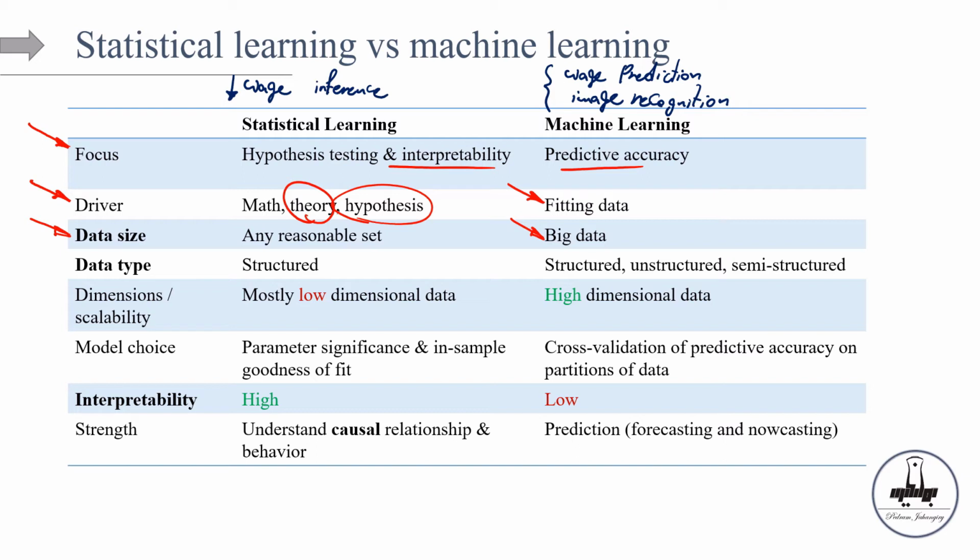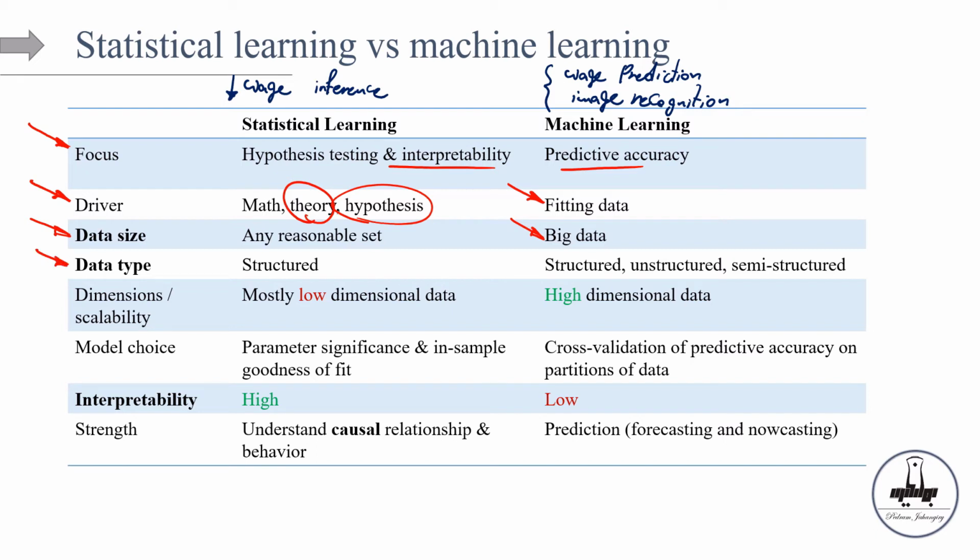Velocity, in machine learning, we're talking about real-time or near real-time data sets, right? We're talking about seconds, milliseconds, etc. And when it comes to variety, this is important, the variety of the data. Let's actually explore it in a separate row.